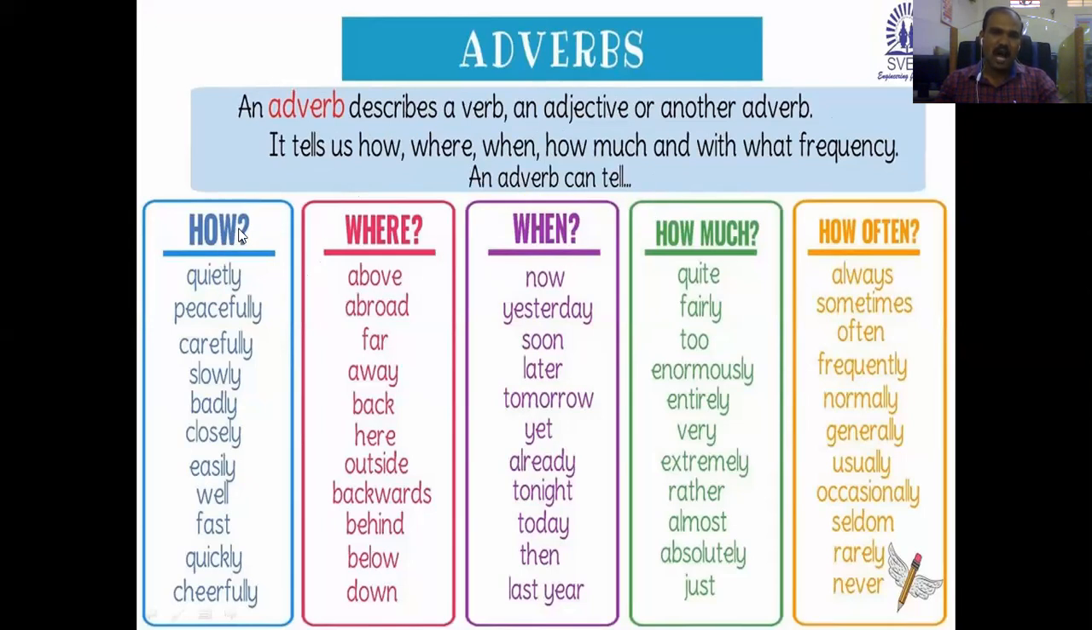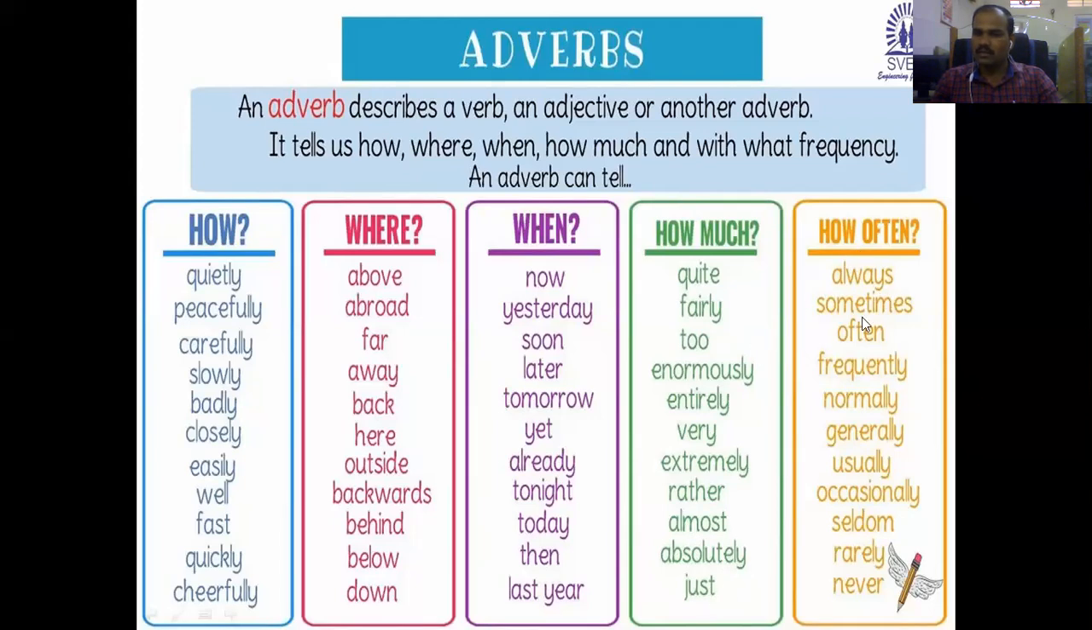काय सांगता adverb बघा? How: quietly, peacefully, carefully, slowly, badly, closely, easily, well, fast, quickly, cheerfully. कसं या अर्थाने हे सगळं येत असतं, लक्षात घ्या. Where: कुठं? Above, abroad, far, away, back, here, outside, backwards, behind, below, down. So where? When: now, yesterday, soon, later, tomorrow, yet, already, tonight, today, then, last year. कधी? How much? किती? Quite, fairly, too, enormously, entirely, very, extremely, rather, almost, absolutely, just.